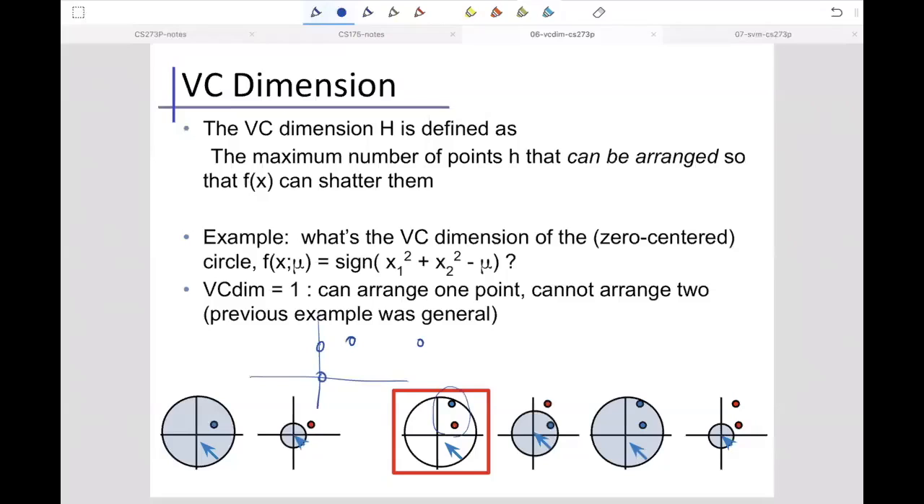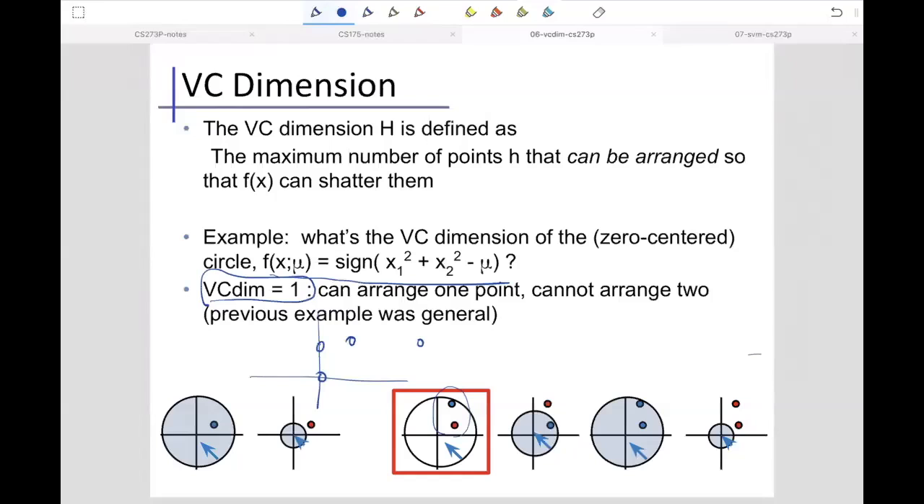No matter where you place these 2 data points, I can always identify a labeling such that the classifier will fail to correctly classify them. And for that reason, we know that the VC dimension cannot be 2, because I cannot identify 2 points such that I can shatter them. However, for 1 data point, of course, you can do it. And for these reasons, for these models here, the VC dimension will be 1. Okay, so that's the VC dimension for this example.